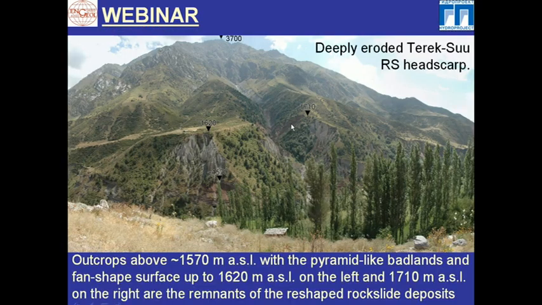One more view of the same feature. We see here deeply eroded headscarp and this fan-shaped body with badland features on it, dissected by this river, is the remnant of the rock slide which remains on the source side of this valley. And the origin of this material could be derived from careful analysis of the material on the other side of the valley.